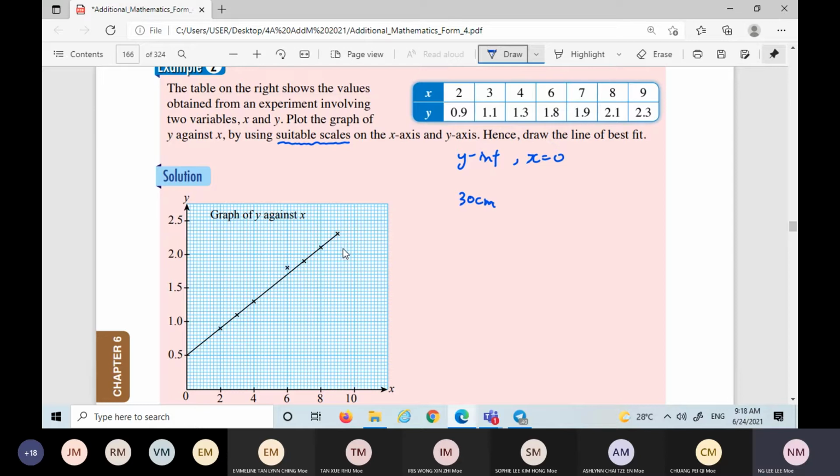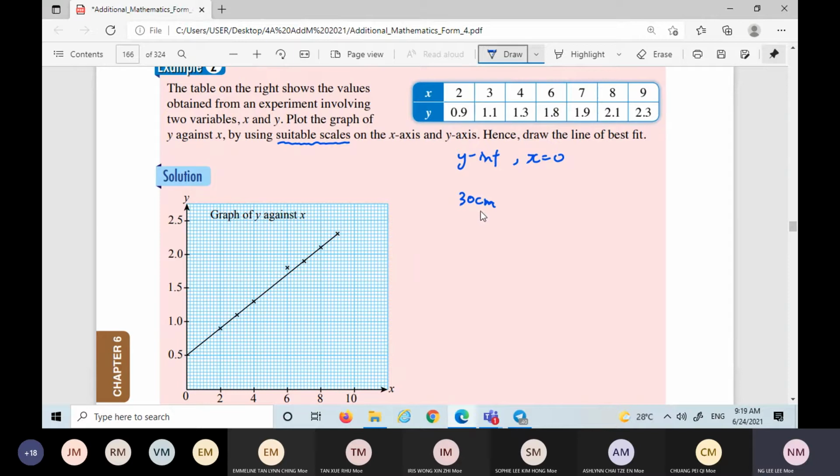And why do I need you to have a longer ruler? Because I know that mostly you have a 15 centimeter ruler, or a 20 centimeter one. Seldom will you bring a 30 centimeter ruler to school. But in the exam, for this kind of topic, you have to have a 30 centimeter ruler, because we are going to use one whole page of your graph paper.